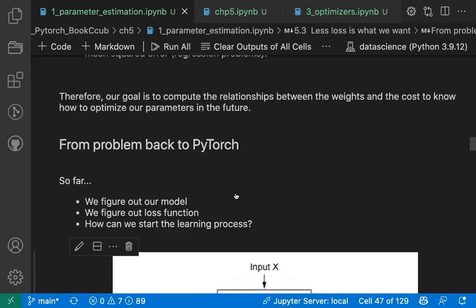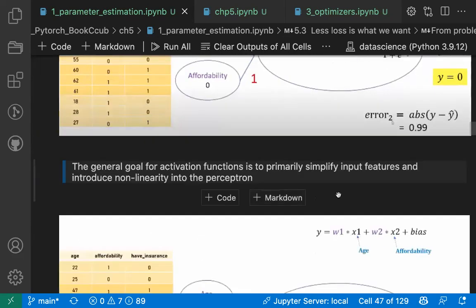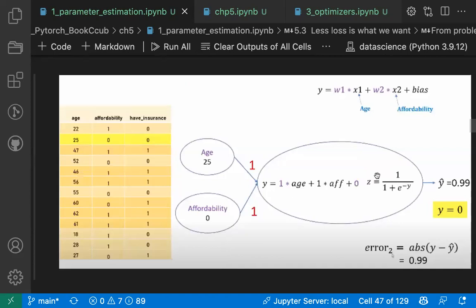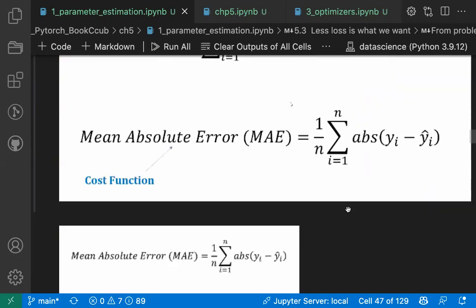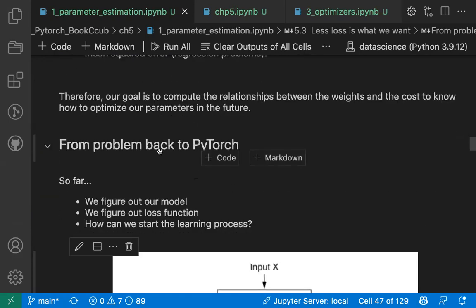Yeah. So that makes sense. So what we are saying here still is telling of the importance of activation functions. They try to put predictions in some range, whether 0 to 1. There are a lot of notions we can come to on that. So let's move on. So from problem back to PyTorch.